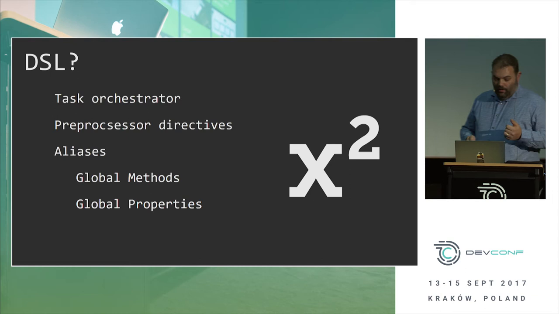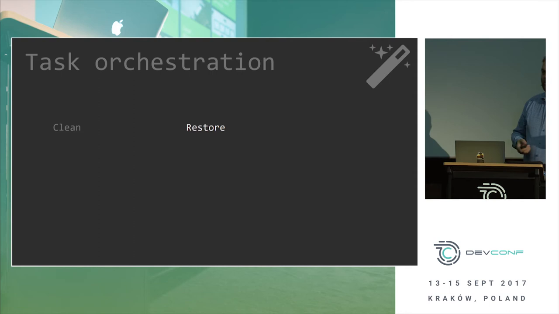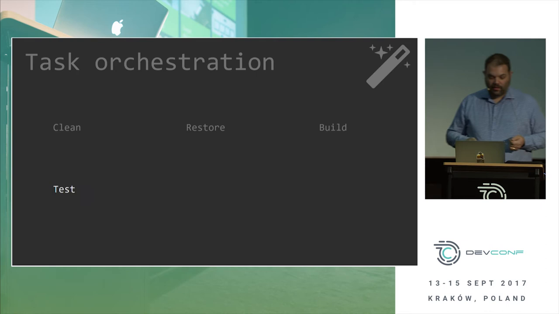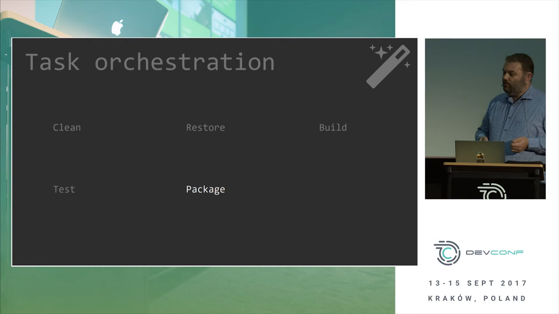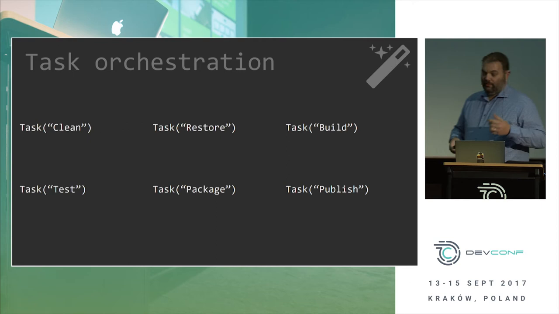So, task orchestration. Most builds have some kind of clean process. You have a restore process where you fetch your artifacts from NuGet. You have a build process where you build your things. You hopefully have a test process where you test something. You have something where you package your NuGet package or some APK. And you have a publish process where you publish these things. This concept in Cake is called a task.